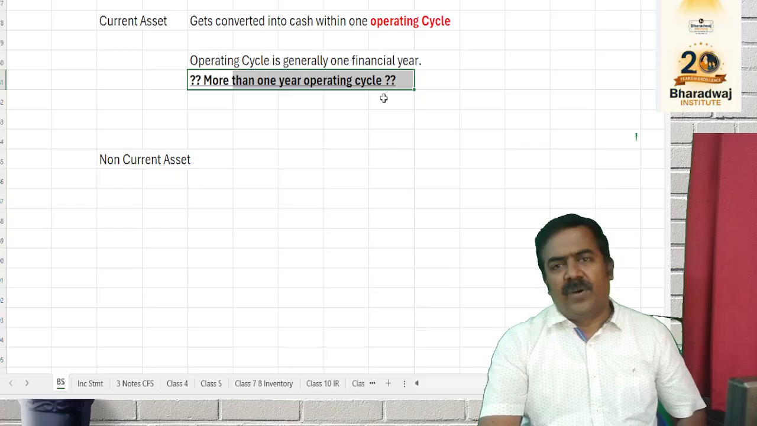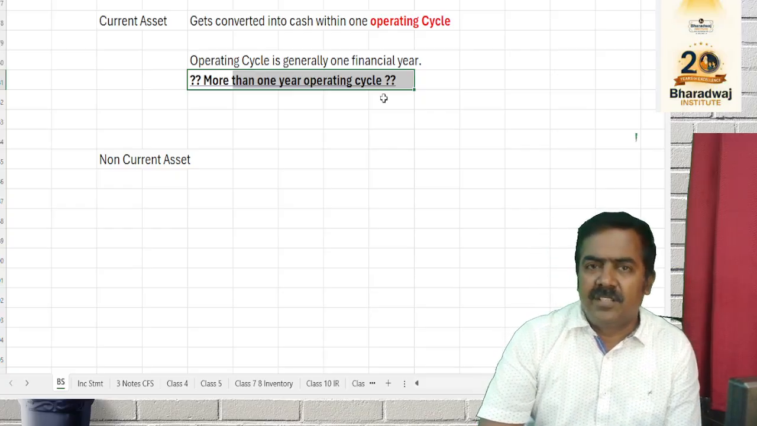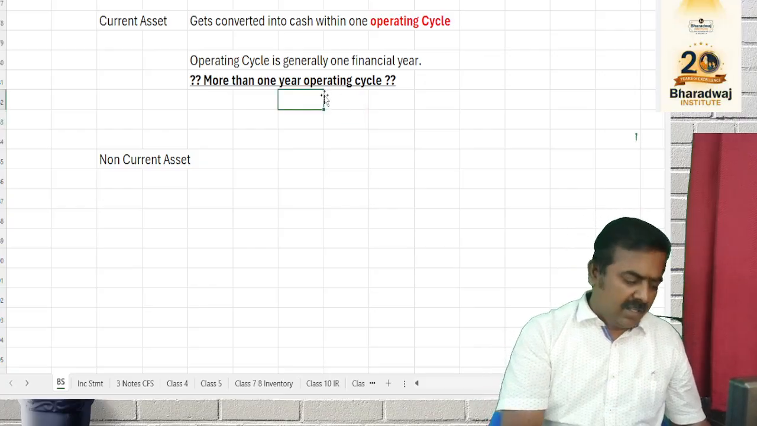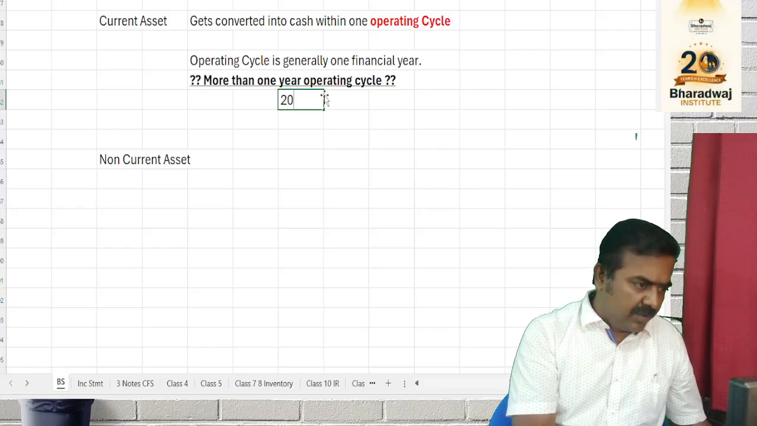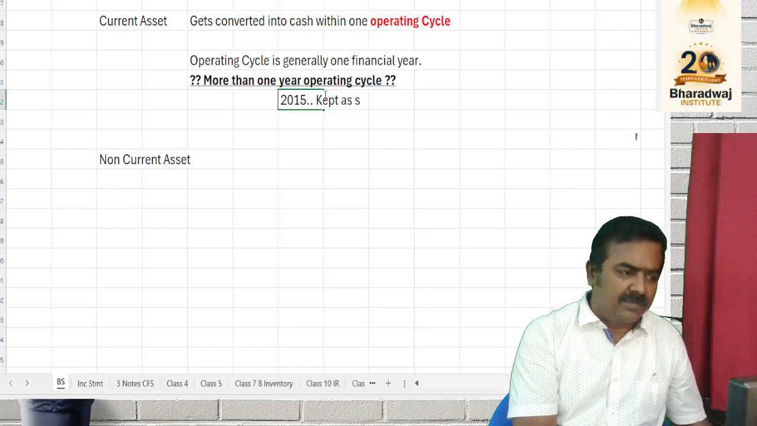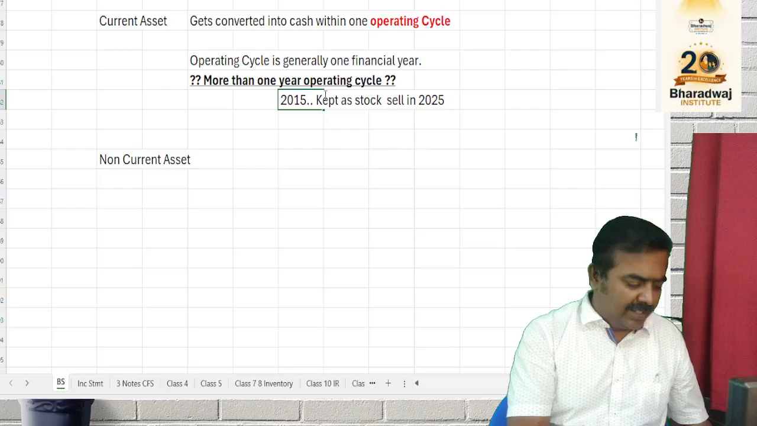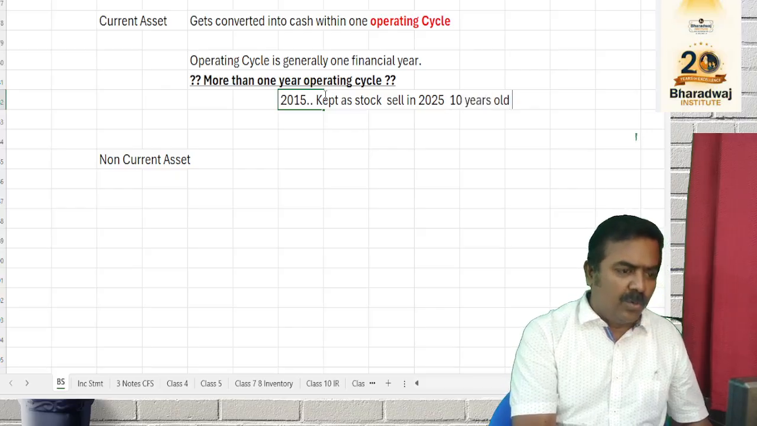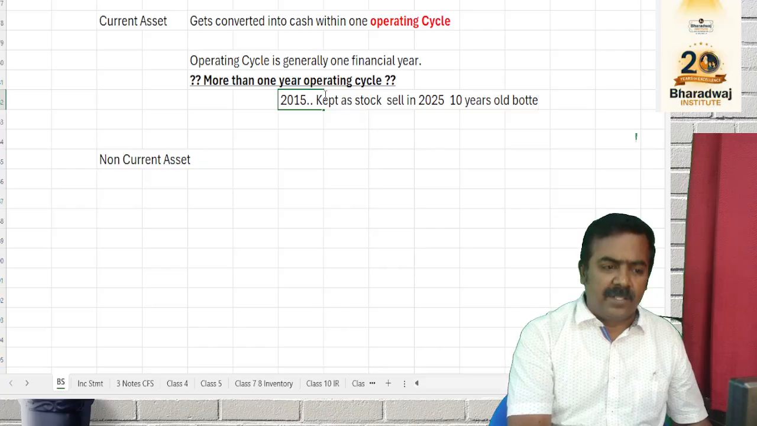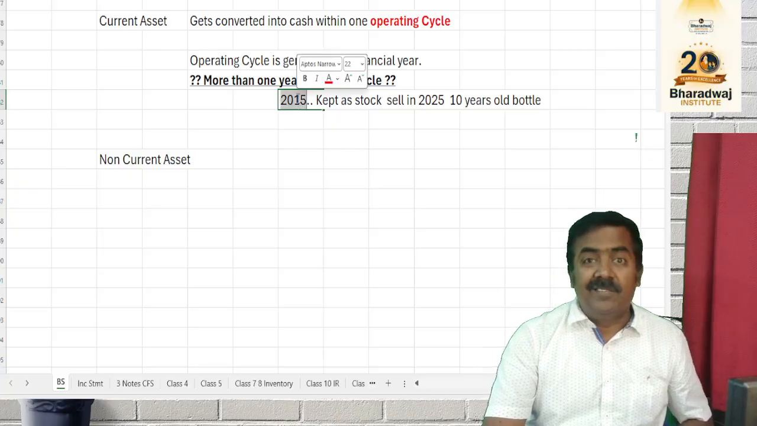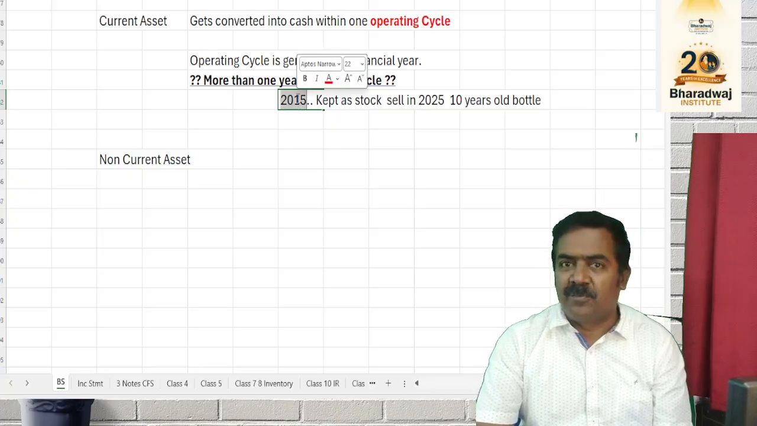In the case of wines, breweries, etc., now they take more than 1 year. Maybe you may have found certain malted whiskies. They are manufactured in 2015, kept as stock, and sold in 2025. Manufactured in 2015, they call it a 10 years old bottle. They sell it at a very high price. The inventory is kept for 10 years.